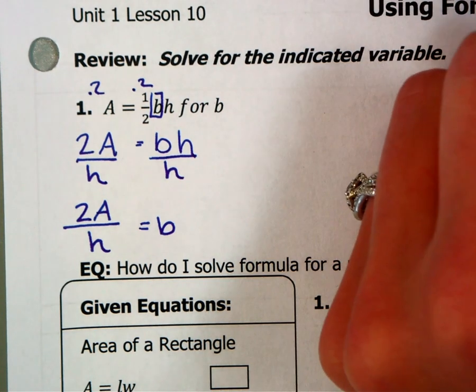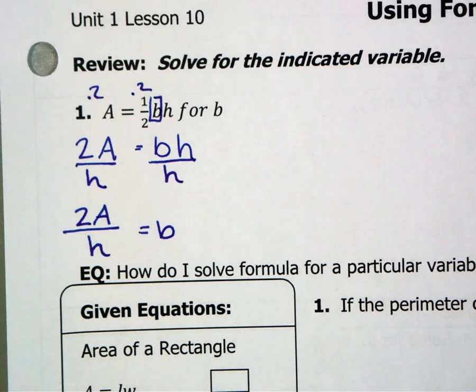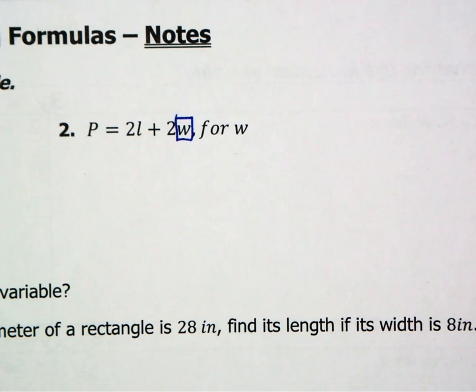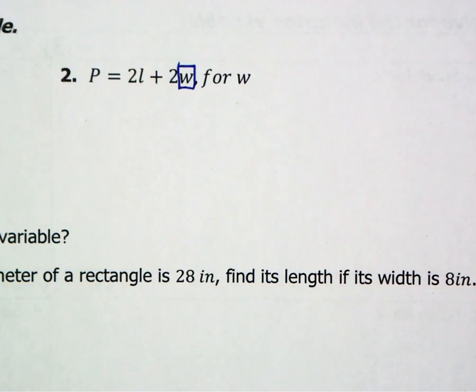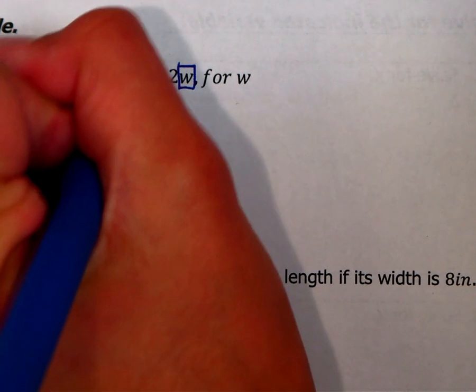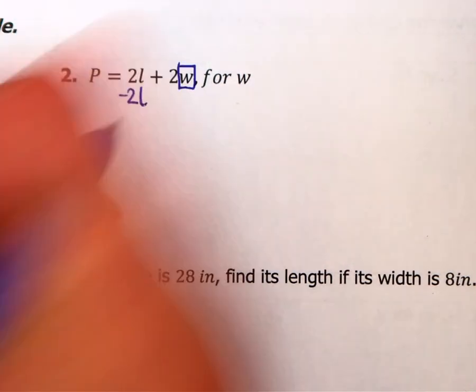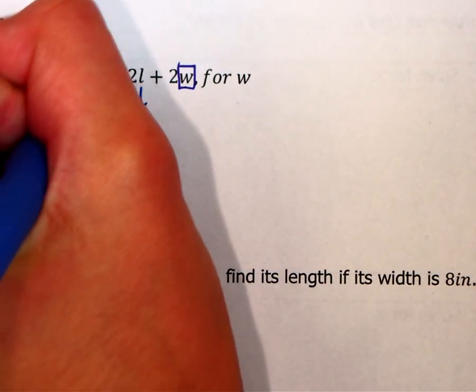So we have to get this term, the 2W by itself, which means we have to get rid of everything else on that side of the equals. So we've got 2L plus 2W. I've got to get rid of 2L. Is 2L positive or negative? Positive. How do I get rid of something that's positive? Subtract. So we're going to subtract that whole term, 2L, from both sides.